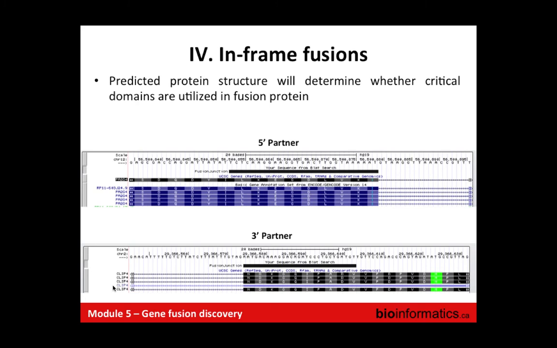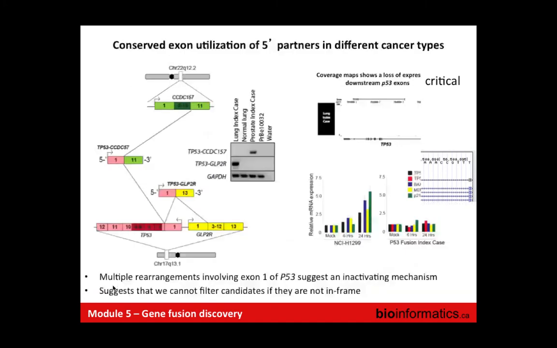Whether the fusion is in frame or not can tell you a lot about whether the fusion is important. So typically, we're most interested in fusions that are resulting in in-frame predicted proteins, just because if the protein is going to do something and drive tumorigenesis, and especially if you're going to target it with a drug, you want it to be translating to a real protein. But it's not necessarily the case that you should exclude genes which are not in frame.